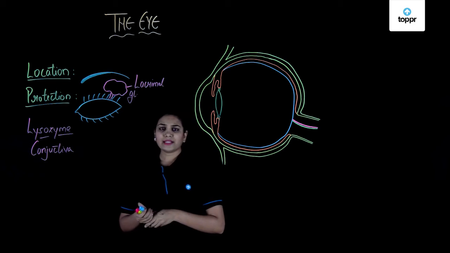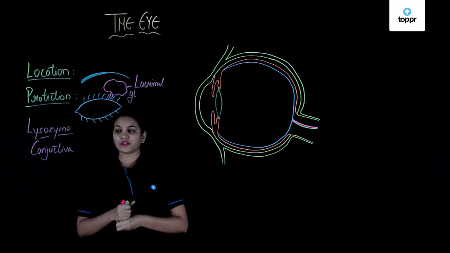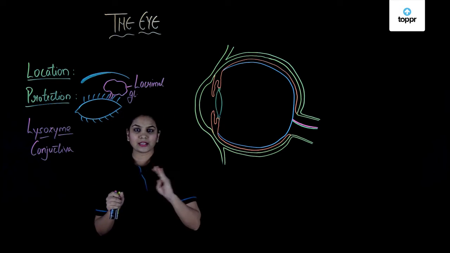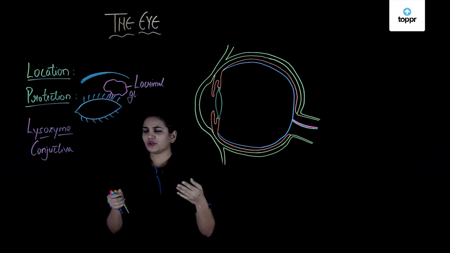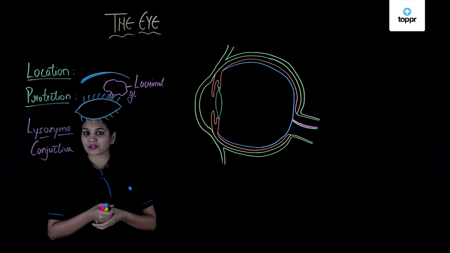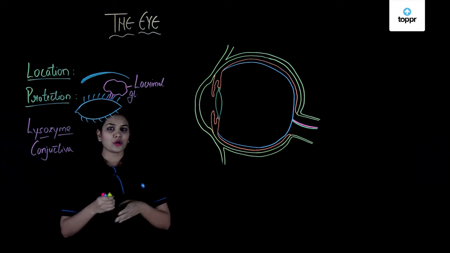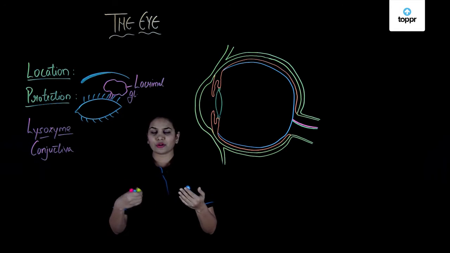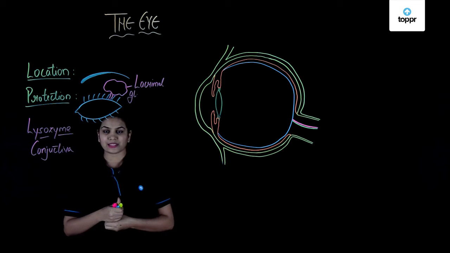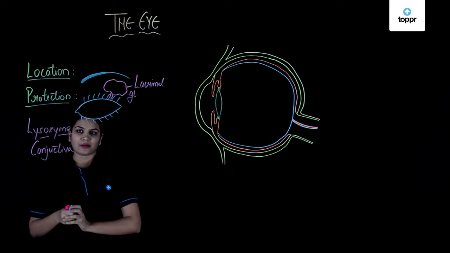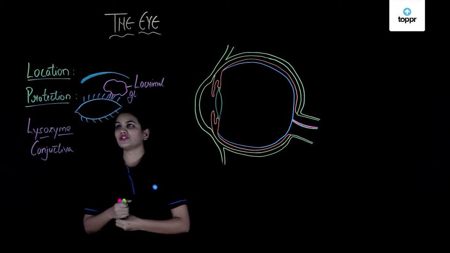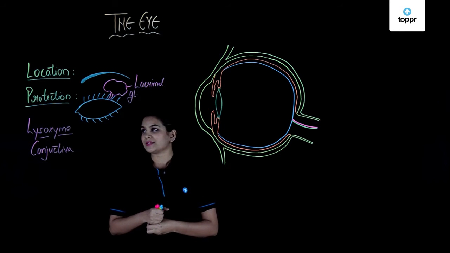Conjunctivitis is a viral infection in which this layer becomes red in color, and I'm sure you must have seen, maybe in your classroom or in your family members, that people getting conjunctivitis are not supposed to move out or be in touch with a lot of people because this is a communicable disease. So this is the conjunctiva. So this was about the location and protection of the eyes.